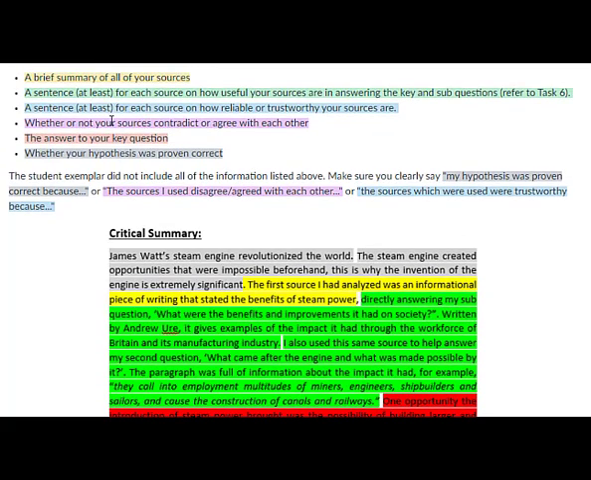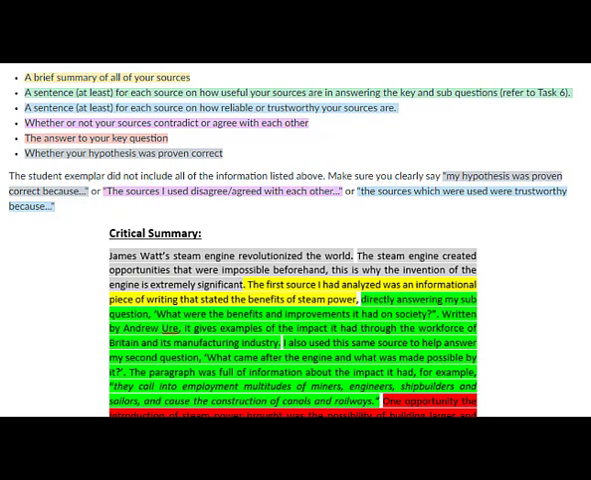Whether or not your sources contradict or agree with each other, this student didn't talk about this either. So make sure you include a sentence or two just saying, this source said the same thing as these other sources. They all say the same thing. Or maybe one of your sources has a different perspective. So you're just mentioning that.